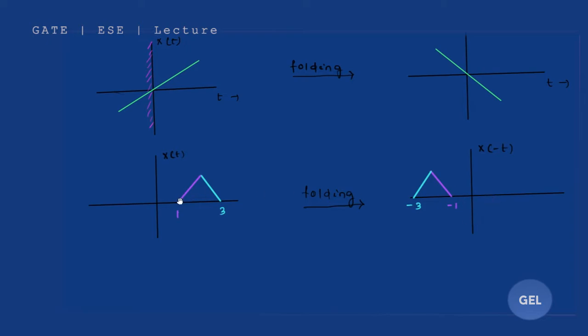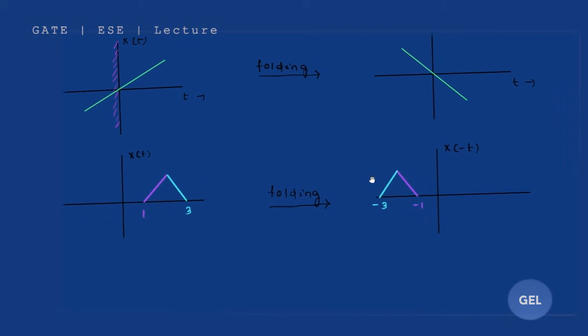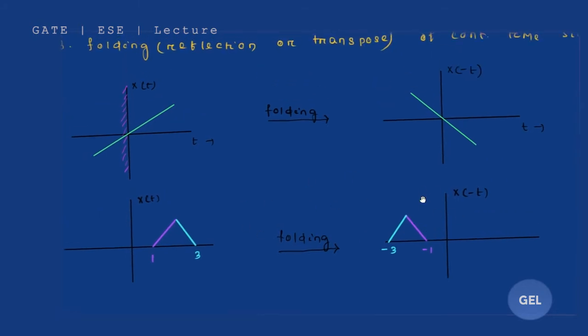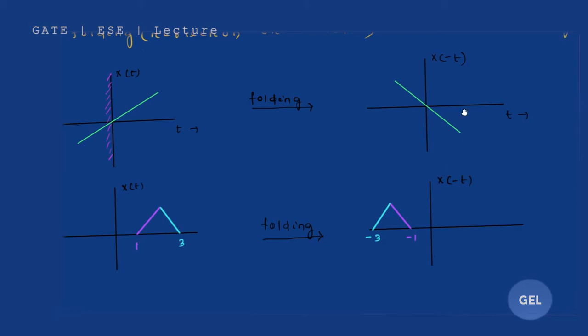Look how it happens. This pink portion, its mirror image will be here. So its coordinate will accordingly be at minus 1. And this value will go to minus 3. Simple. So that is what I have drawn here. Look here. So this is your mirror image or folding. So x of t's x of minus t looks like this.